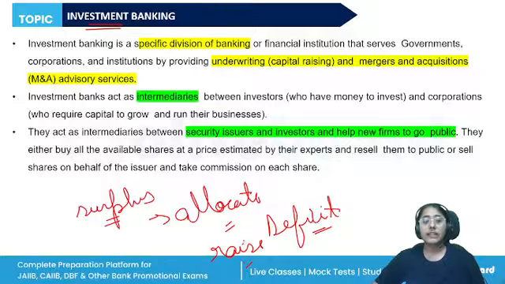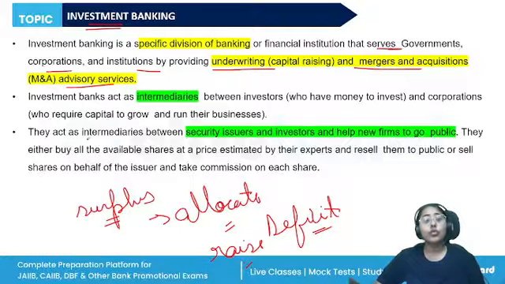So, investment banking is where the financial institution serves governments, corporations, and institutions by providing underwriting, mergers and acquisition, and advisory services. Three services are provided under investment banking. Investment bankers provide capital raising for companies. If they want to start a new venture or a new subsidiary or a business, they'll be needing funds. That funds can be generated through underwriting or capital raising.